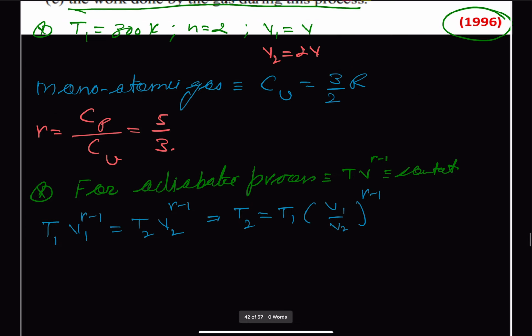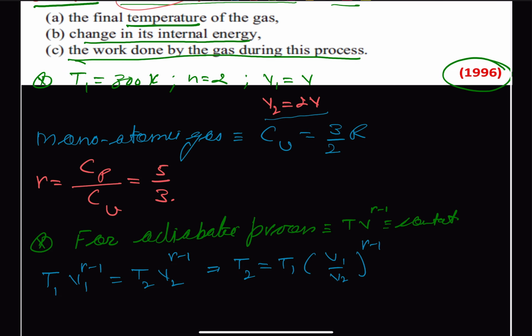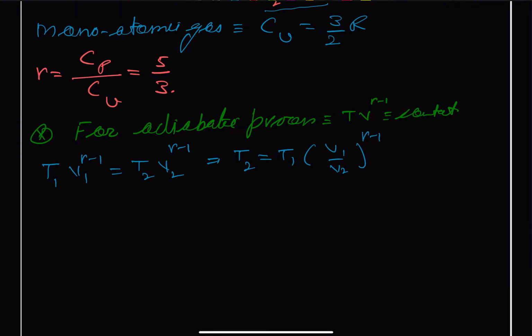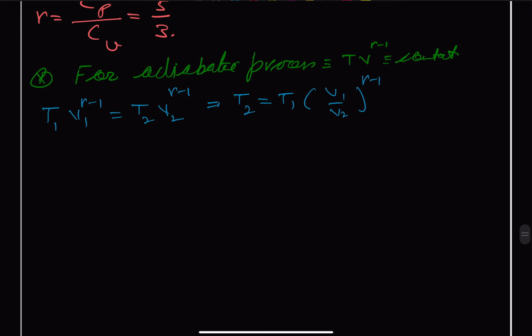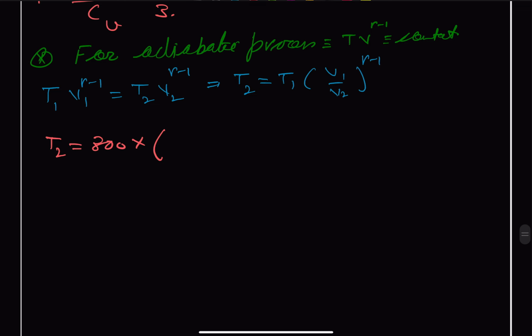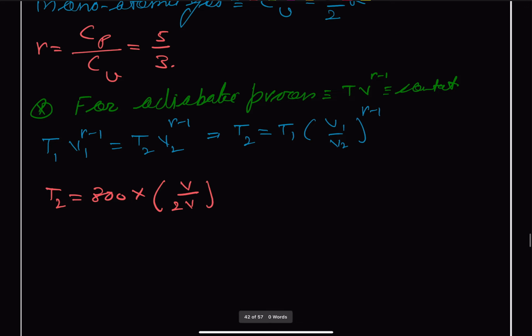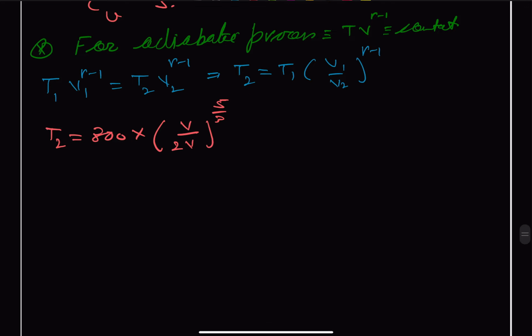And we already know that V2 is twice V and gamma is also known, T1 is also known. Therefore, T1 is given to us as 300 Kelvin. Therefore, we can write that T2 is 300 multiplied by V1 is V and V2 is twice V, gamma is 5 by 3, minus 1. And this gives us that approximately T2 will be equal to 189 Kelvin. Now we find out the change in internal energy.